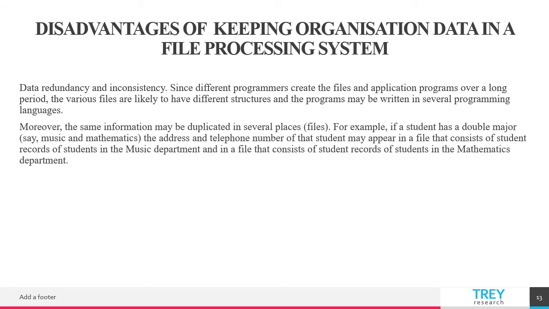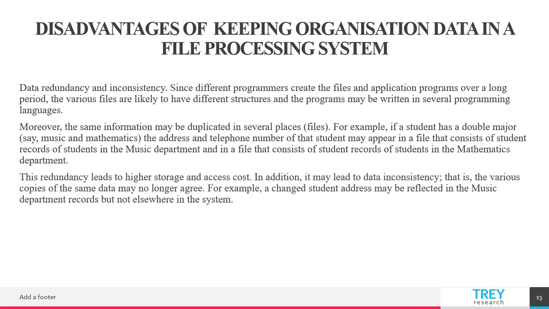Moreover, the same information may be duplicated in several places. For example, if a student has a double major, say music and also mathematics, the address and telephone number of that student may appear in a file that consists of student records of students in the music department, and in a file that consists of student records of students in the mathematics department. Okay, so this redundancy leads to higher storage and access cost. Meaning there will be a lot of duplicates.